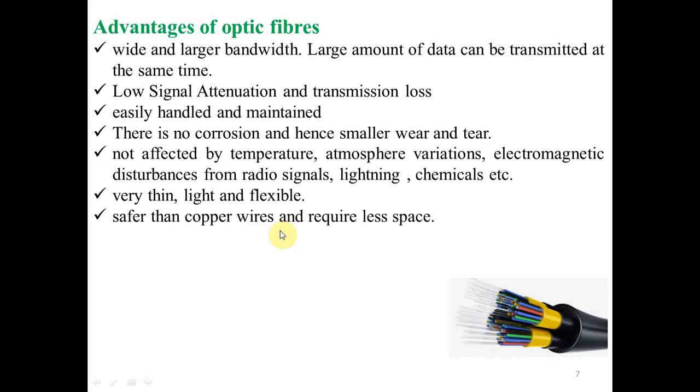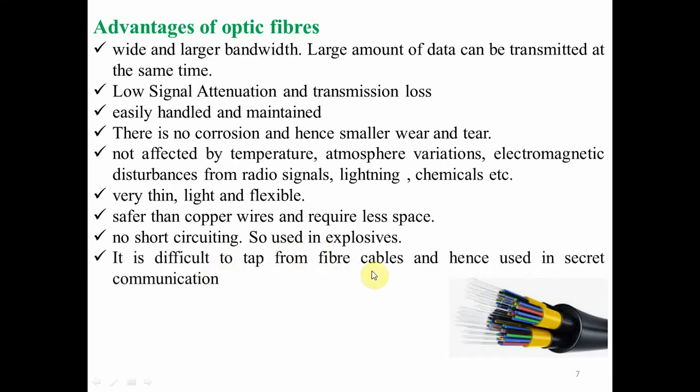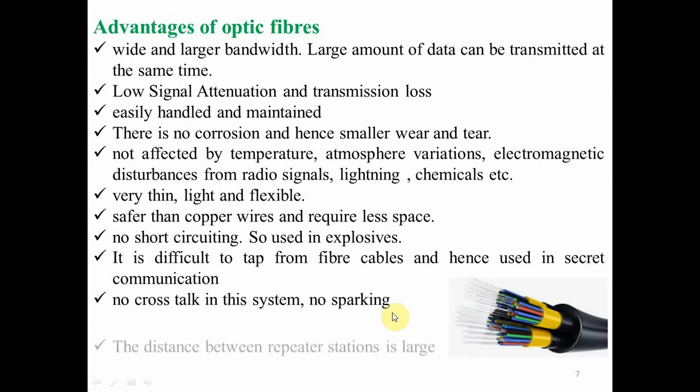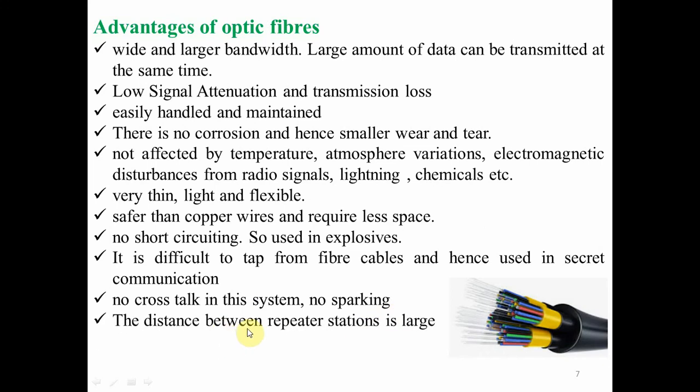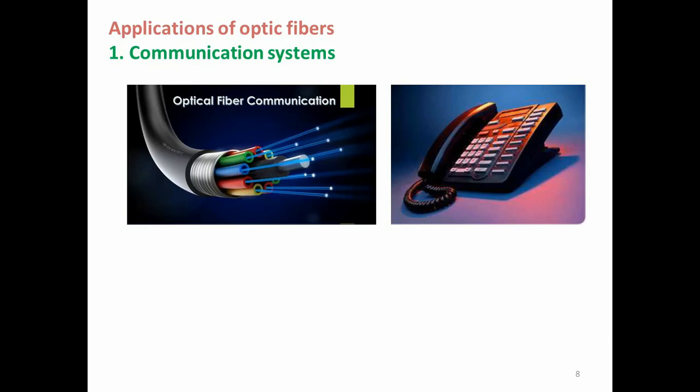They are safer than copper wires and require less space. There is no short circuiting, so they are used in explosives. It is difficult to tap from the fiber cable and hence used in secret communication. There is no crosstalk in the system and also there is no sparking. The distance between the repeater stations is large. They have large lifespan. They consume less electric power. These are some of the advantages of optic fiber communication system over other means of communication systems.